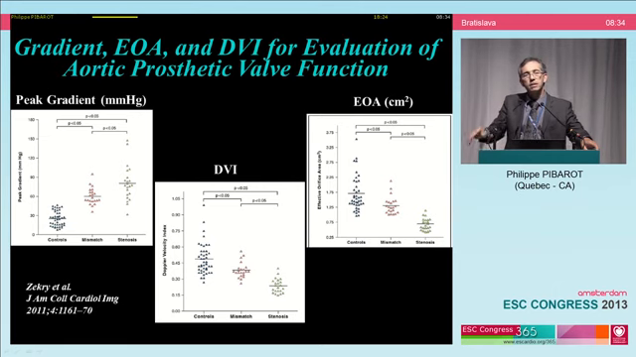highly dependent on the LV function and as well the chronotropic function. In this recent study, you see that if you want to separate a patient with normal function versus a patient with dysfunction on the right and a patient with mismatch in the middle, with the gradient, there is a huge overlap between the 3 types of patients. And with DVI, you have a slightly better discrimination, but again, you have some patients overlapping. And same with the effective orifice area.